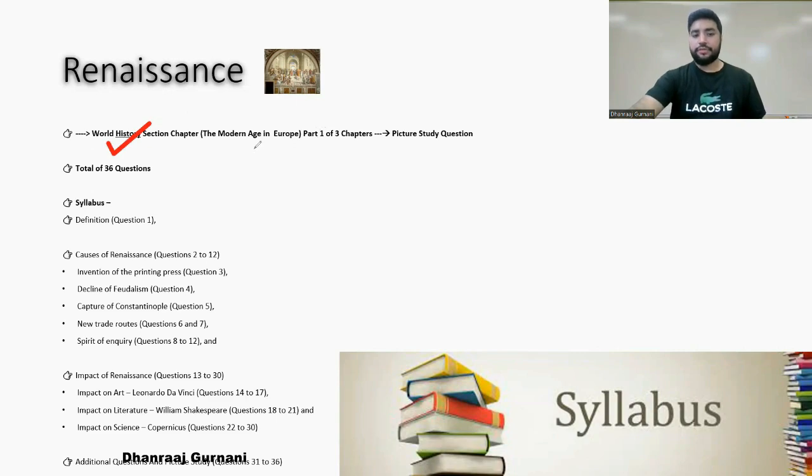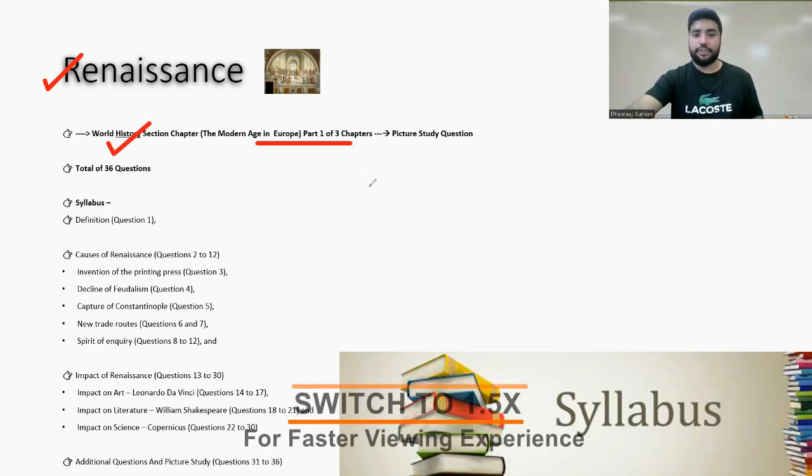The modern age of Europe chapters are divided into three parts. This is the first part, which is the Renaissance. And being from the world history section and later half of your textbook, picture study questions do come from this chapter. We'll be studying a total of 36 questions. Let's see what are these 36 questions, and the chapter is mainly divided into four parts.